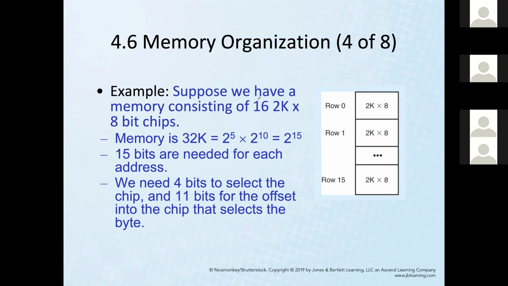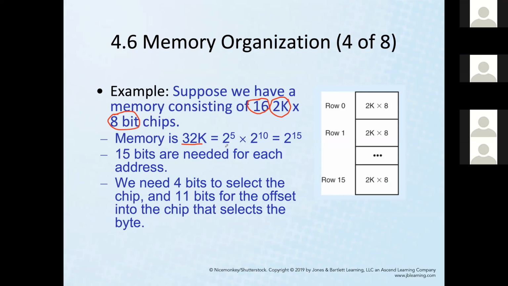So we have 16 chips, 16 memories. Each memory has 2K capacity, and each cell has 8 bits of information. What's the total memory? Because it's 16 2K memories, of course, the total memory size will be 32K. 16 times 2K, it's 32K.